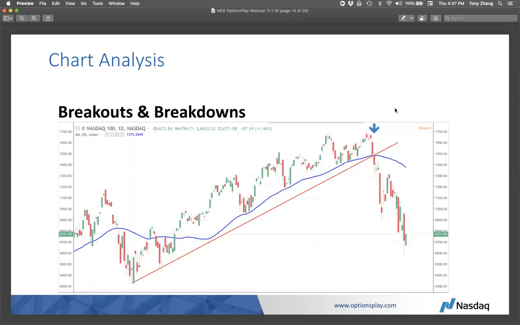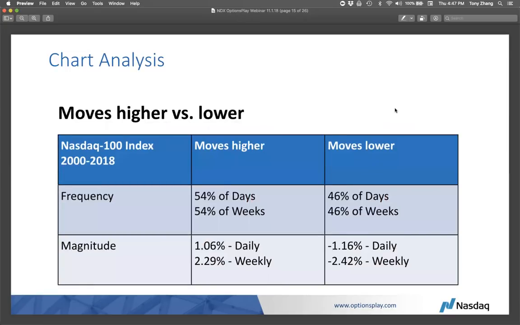Some of the stats I wanted to point out specifically regarding breakouts and breakdowns: we looked at the Nasdaq-100 index from 2000 to 2018, so 18 years of data. We looked at daily data and weekly data. We wanted to see the breakdown of the number of days and weeks when the index moved higher versus lower. And you can see very clearly there's a pretty big difference. 54% of days and 54% of weeks the index moved higher, versus only 46% of days and weeks the index moved lower. So clearly there's a bias right off the bat: a higher probability of the index moving higher versus lower.